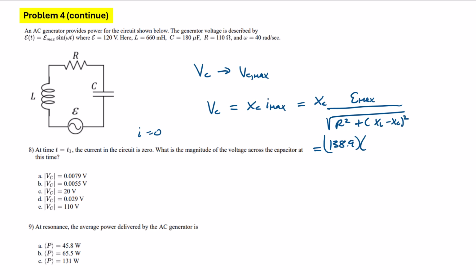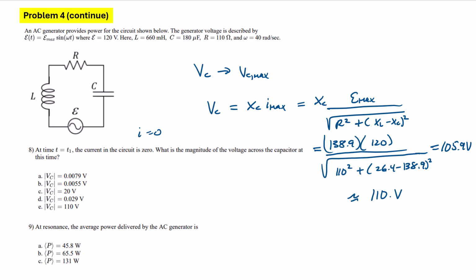The maximum voltage of the generator is 120, and then divide by all of these terms. My resistance was 110, square that. Plus 26.4, and then minus my 138.9 and square that whole term. Now be careful with the numbers in the calculator. When I did this, I ended up getting 105.9 volts. If I reduce that to two significant figures, I get a voltage that's approximately 110 volts. And that corresponds to choice E.